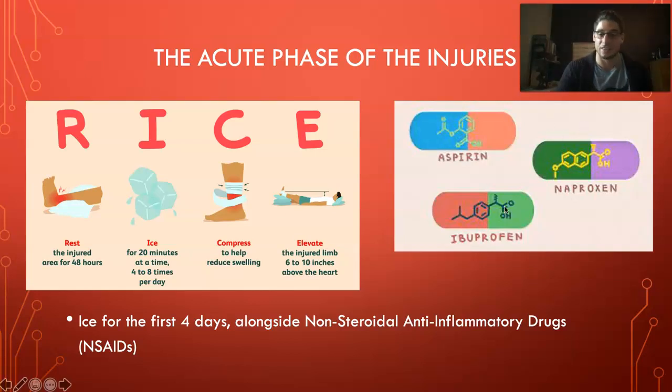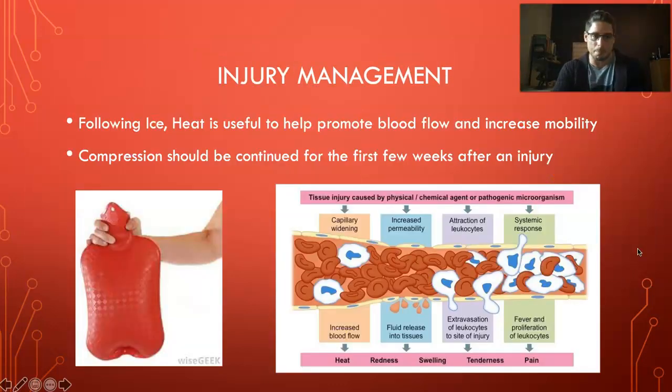The NSAIDs, they'll do the same job as the ice essentially, and their job is to get that inflammation under control from there. So the first sort of 4 days of any sort of injury, this is what we want to be trying to do where we possibly can. We rest immediately. Thereafter, we're icing for the days that follow, and we're using the NSAIDs thereafter. After that, once we've got that inflammation under control, it can be a good idea to actually apply a little bit of heat onto that particular area.